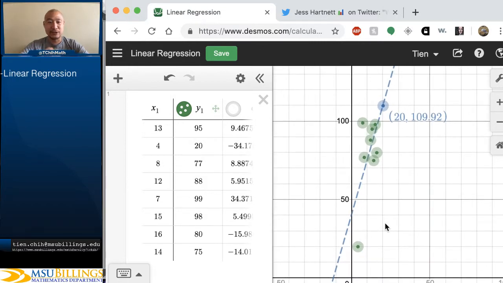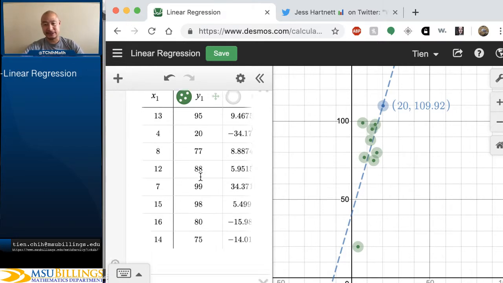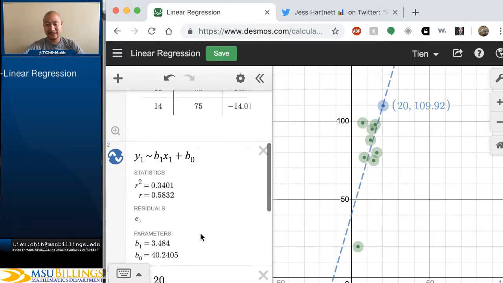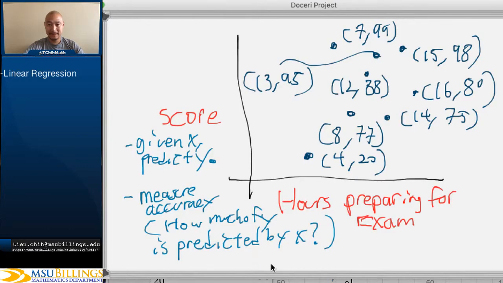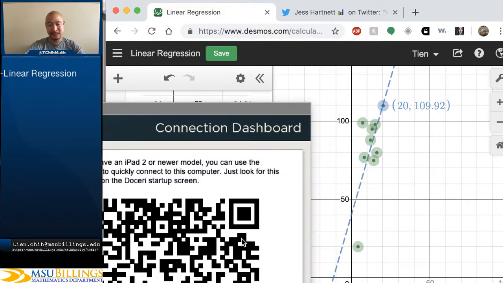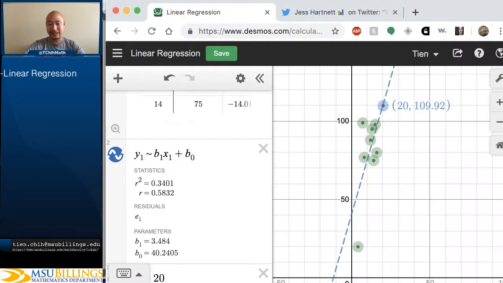And so we can see the distribution of scores here, right? And so this is what that plot of data looks like. These are the points. And what it tells us is that this line has parameter slope 3.484 and y-intercept 40.24 or so. So that's what this line looks like.